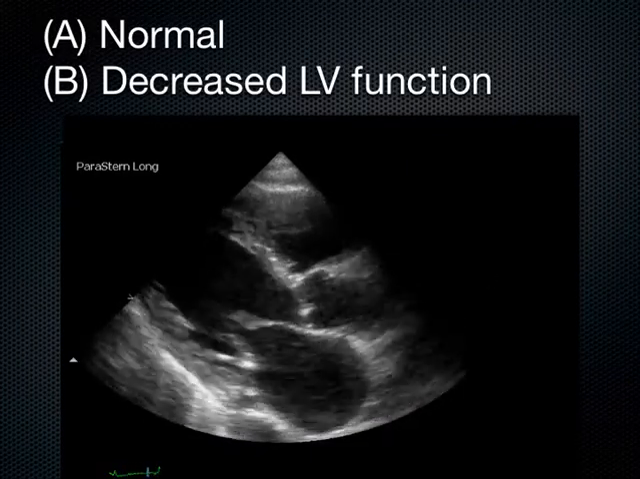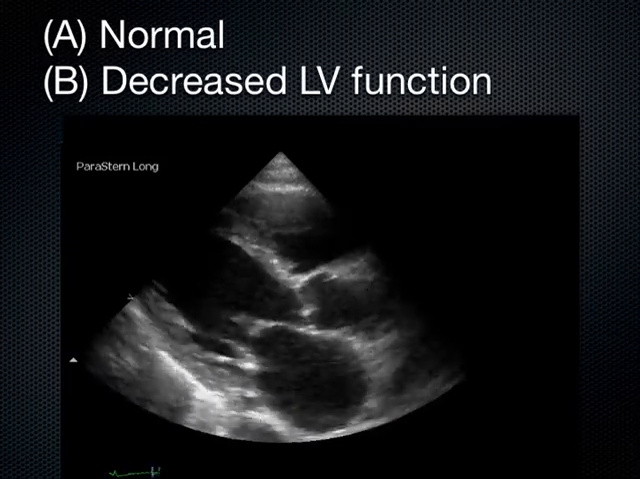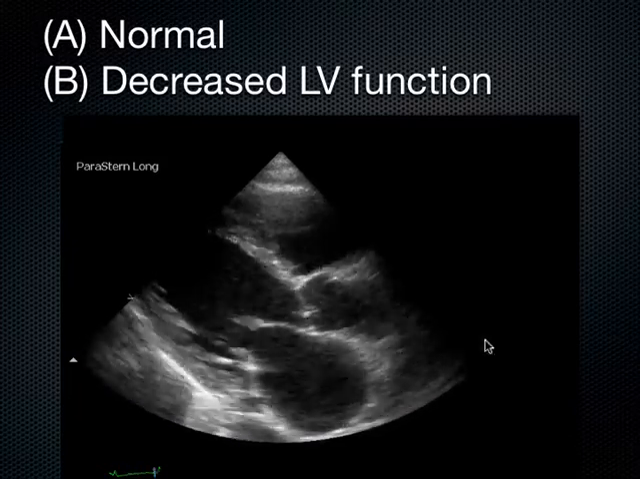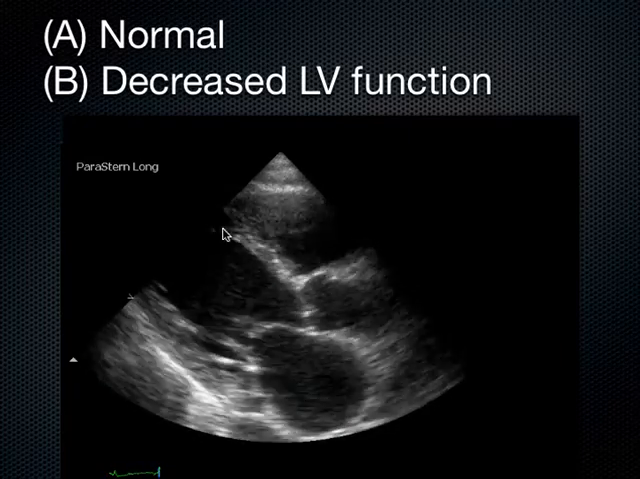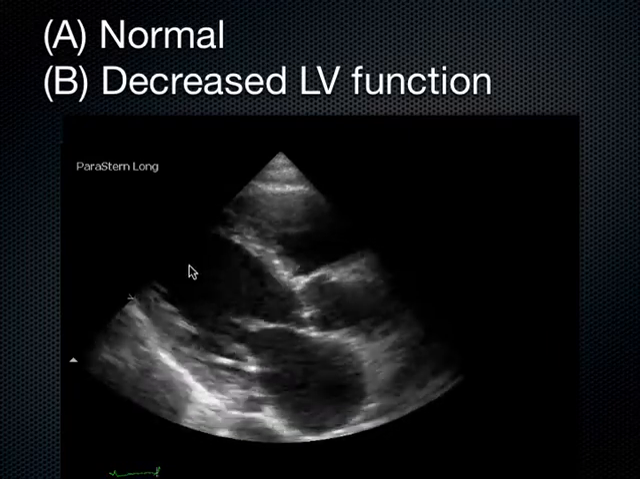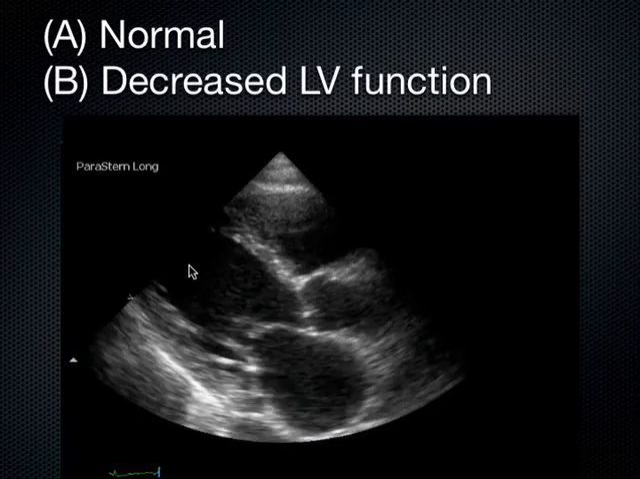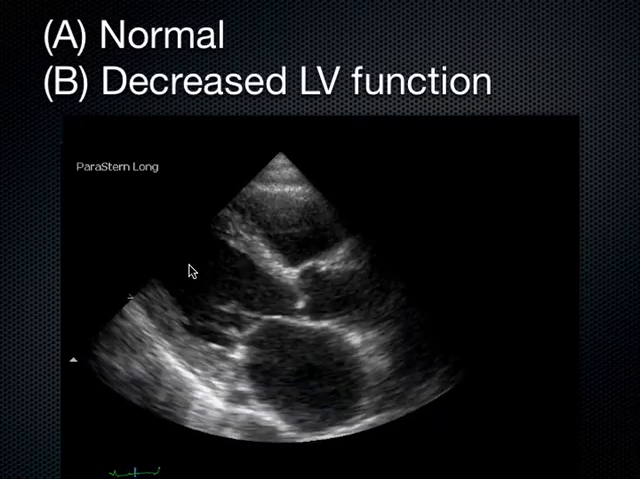Another question, is this normal contractility or decreased LV function? I think you all know well now that because this mitral valve is not coming up towards that septum and the interventricular septum and posterior wall are not squeezing together, clearly the answer is B, decreased LV function.